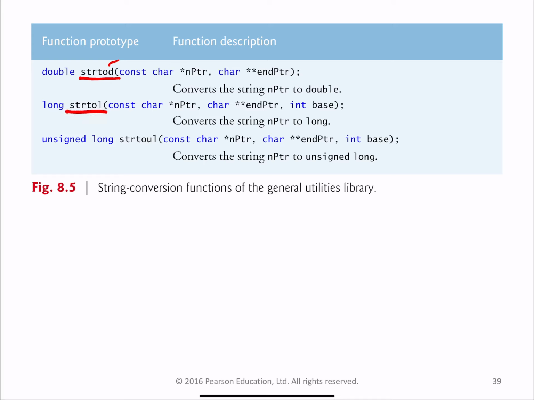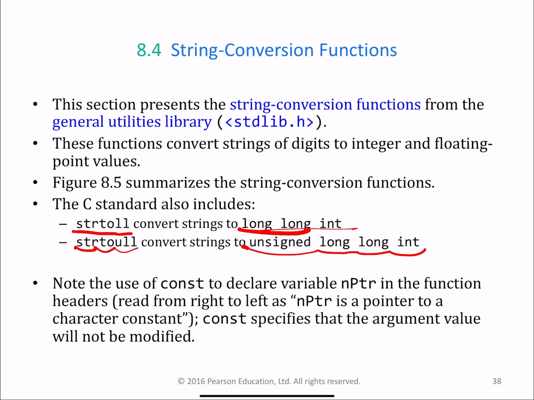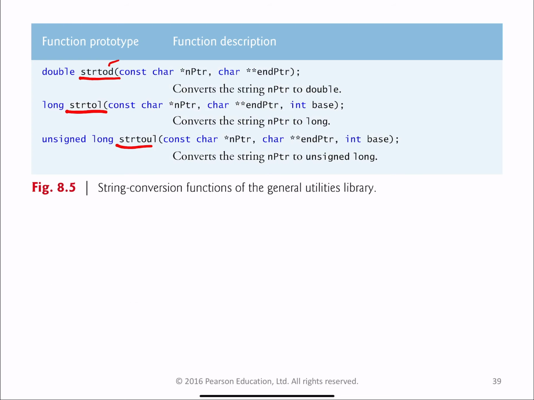We also have a string to L, string to long function. We also have a string to unsigned long function. So if you want to go smaller, not a long integer, or unsigned long integer. So we have these other functions as well. But you can see it's getting more interesting because these are taking more arguments. So the first argument is, of course, a pointer to the string that you want to convert to a double, long, or unsigned long.